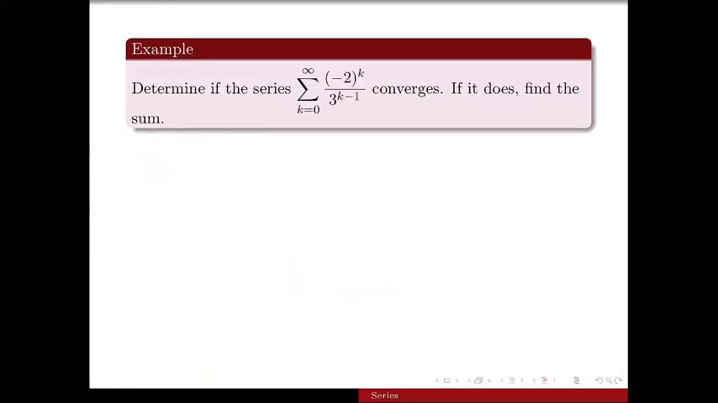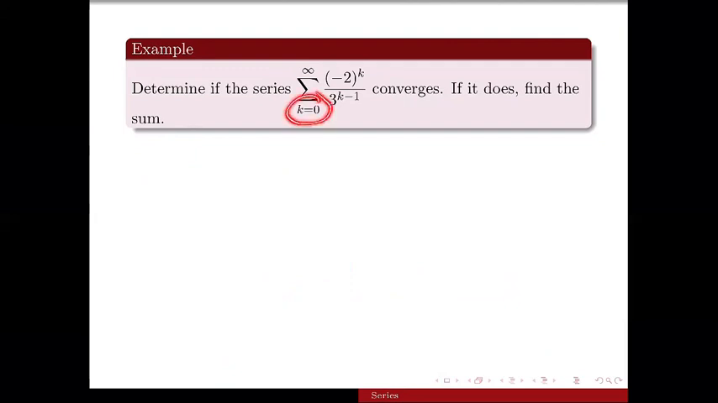Next, consider the series negative 2 to the k over 3 to the k minus 1, where k starts from 0 to plus infinity. Determine whether this is convergent or divergent. If it is convergent, find the actual sum.